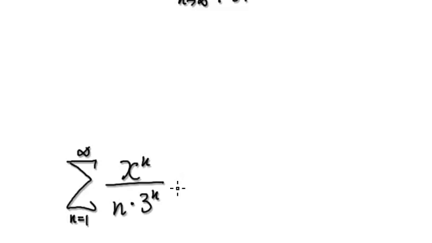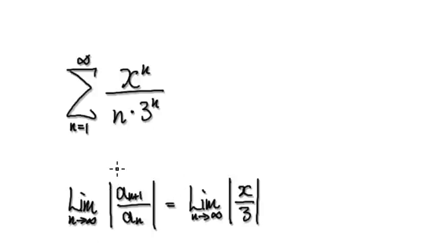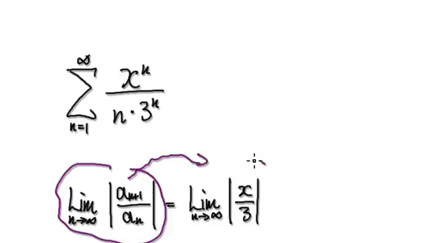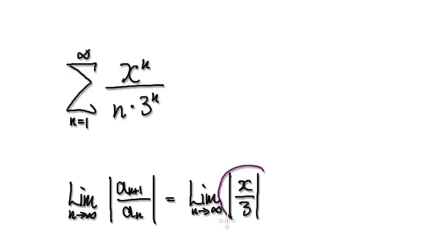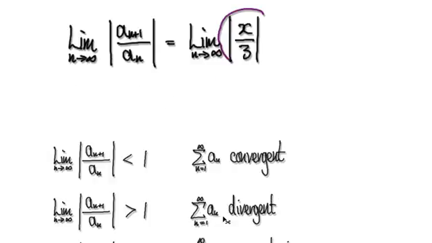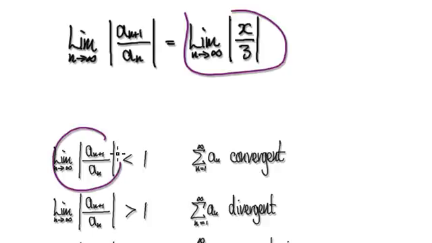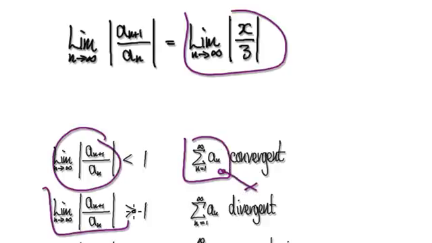To use the ratio test, we need to know the value of this thing here. The value of this thing here, we just worked out, equals this thing here. Now if the limit of this thing here is less than 1, we know the original series will converge. If it's greater than 1, we know the original series will diverge.